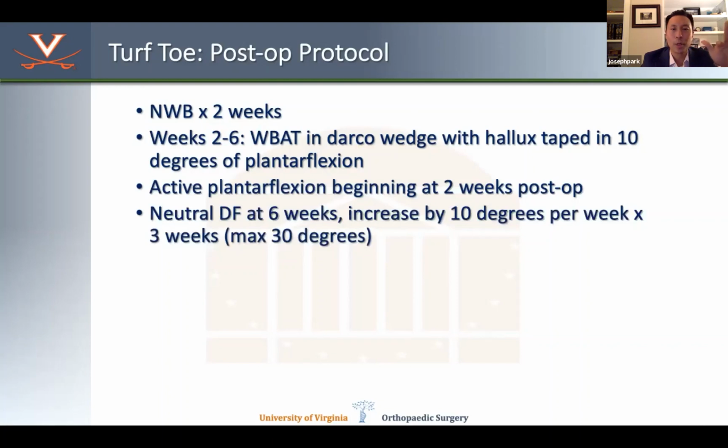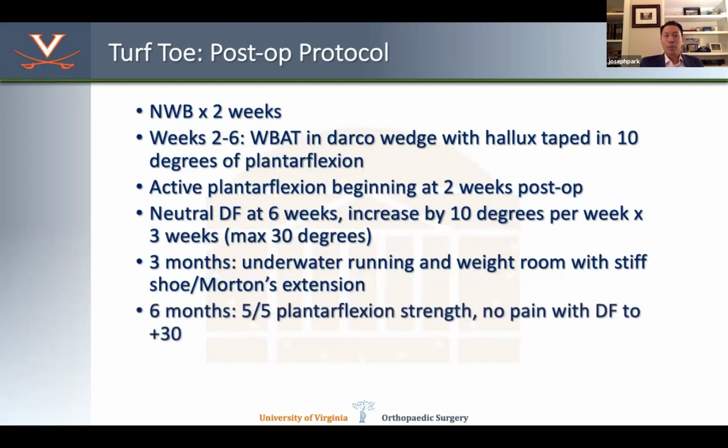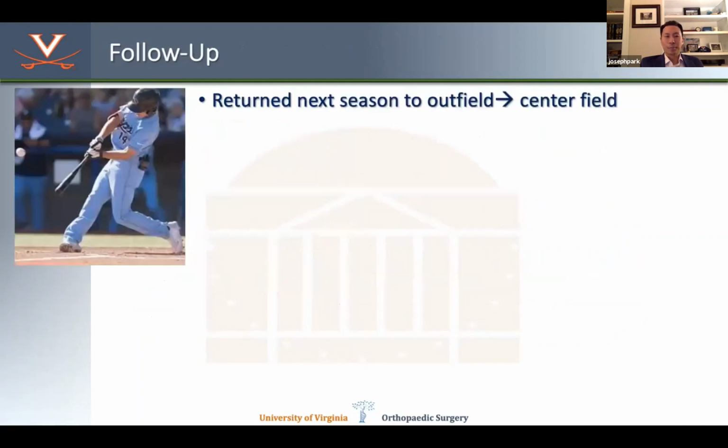I slowly brought him back up to neutral, getting there at 6 weeks, and then letting them increase by 10 degrees every week. I don't want them to go beyond 30 degrees. So at that point, I just let them use their stiff orthotics with the Morton extension. 3 months, he's running and in the weight room. 6 months, he has no pain. We cleared him for full activity.